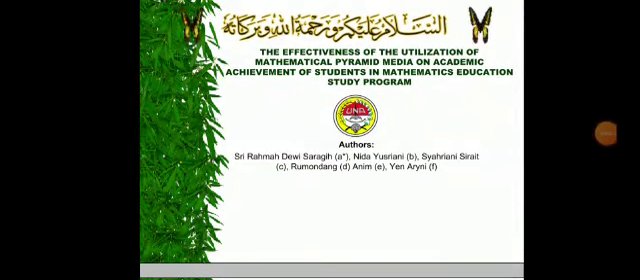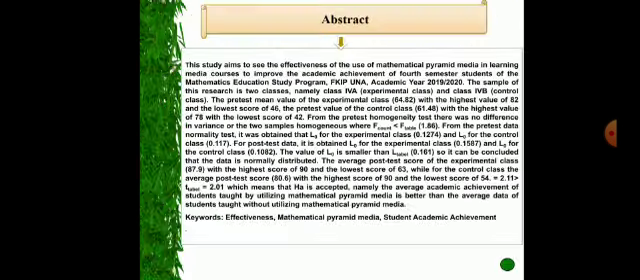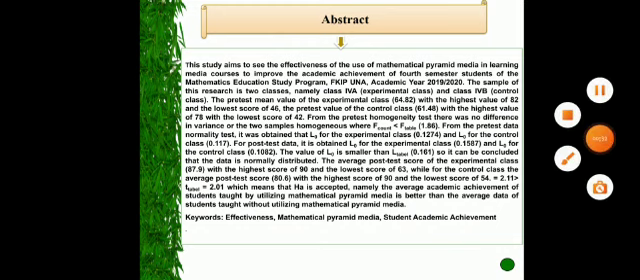The effectiveness of the utilization of mathematical pyramid media on academic achievement of students in mathematics education study program. Abstract. The study aims to see the effectiveness of the use of mathematical pyramid media in learning media courses to improve the academic achievement of fourth semester students of the Mathematics Education Study Program FKIP-UNA academic year 2019-2020.